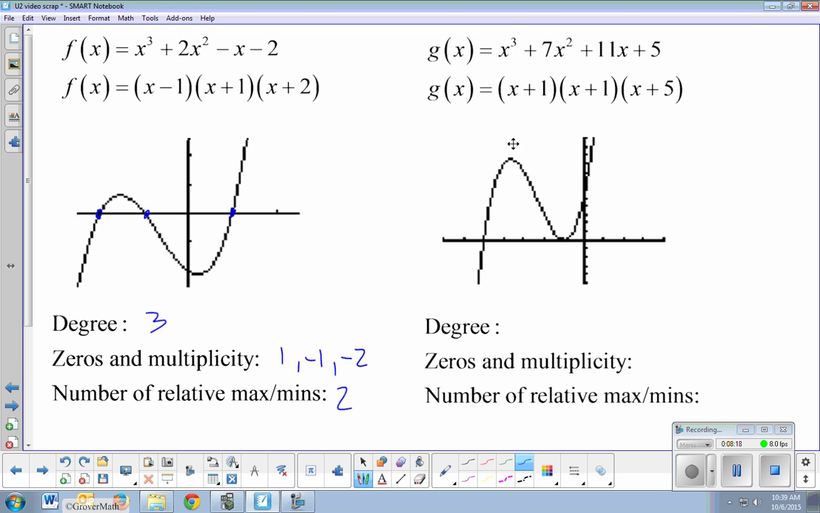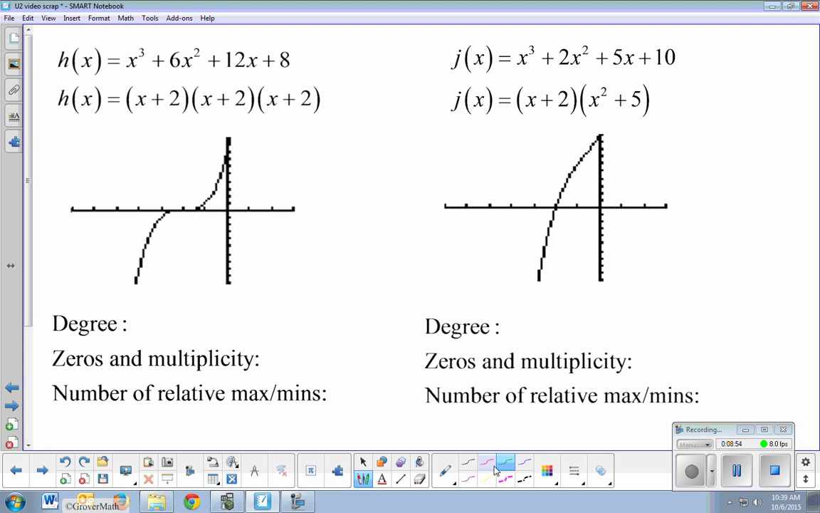Now this function is also degree 3, but there's only 2 zeros, one at -5 and then one at -1. So we would say that we have x equals -5 with a multiplicity of 1, but we also have x equals -1 with a multiplicity of 2 because it's coming from 2 factors. But we have 2 relative max-mins. Again, 1 less than the degree.